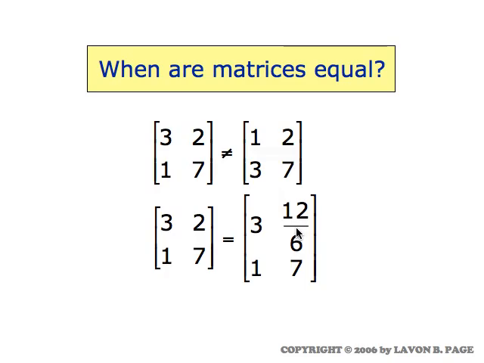In the second example here, the 2 matrices are equal because the corresponding entries are equal. Notice that they're not written in exactly the same way. The row 1, column 2 position in the left matrix is written as 2, and in the right matrix it's 12 over 6, but of course 12 over 6 is equal to 2. So these entries are the same term by term, and that makes the matrices equal. So equality simply means they have not only the same numbers, but in the same spots.